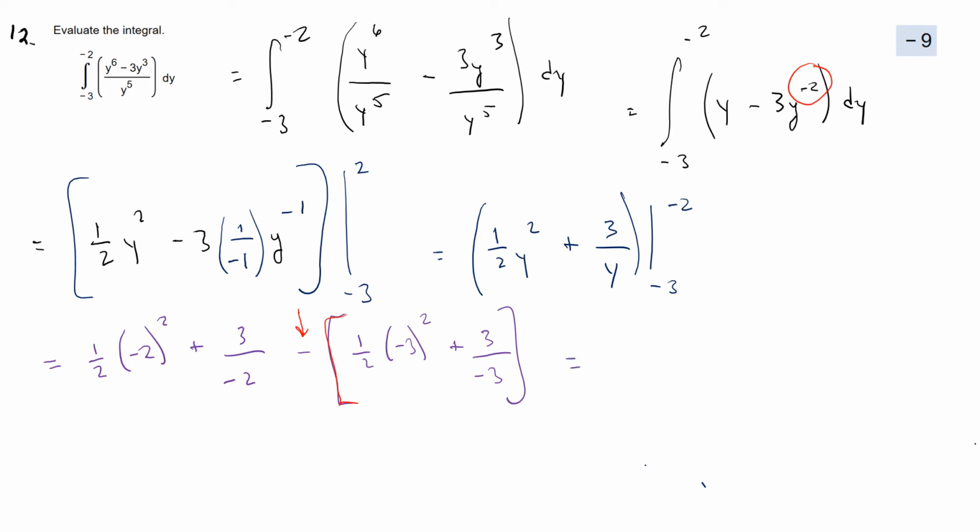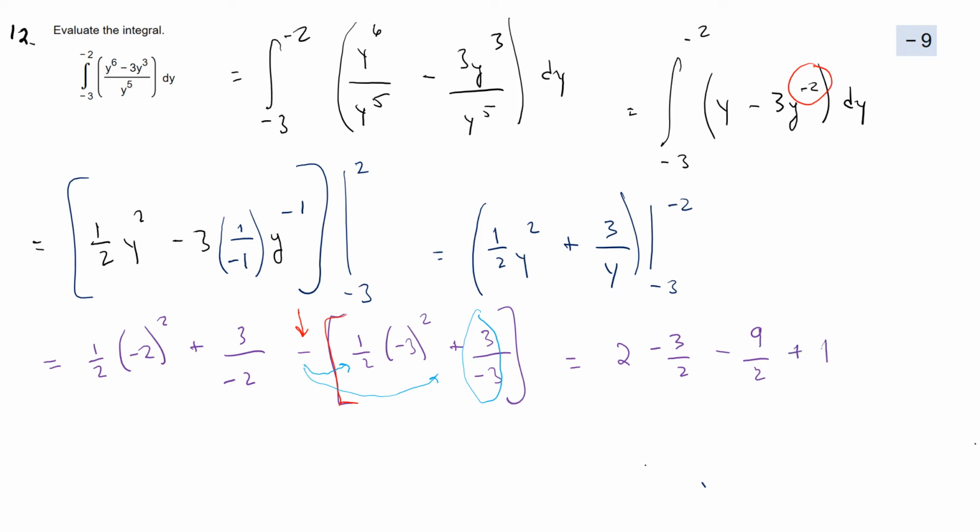So it looks like I have negative 2 squared is 4. Right, so I have 1/2 of 4, which I guess I could write 2, minus 3/2, minus 9/2. Notice I went ahead and distributed this negative, and then the negative 3 squared I turned into 9, and then 3 over negative 3 here is negative 1, but if I go ahead and distribute the negative, it'd be a positive 1.